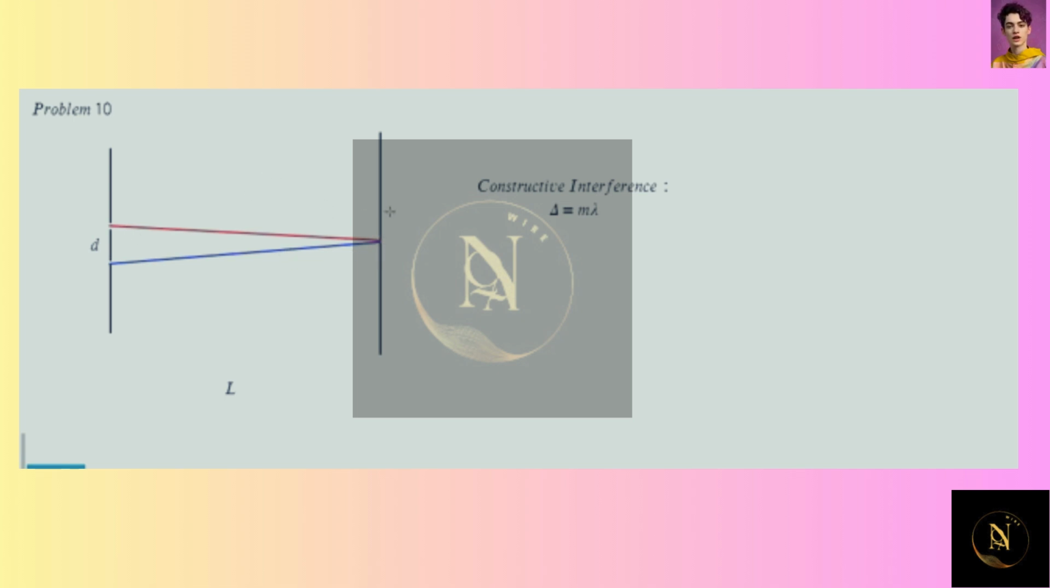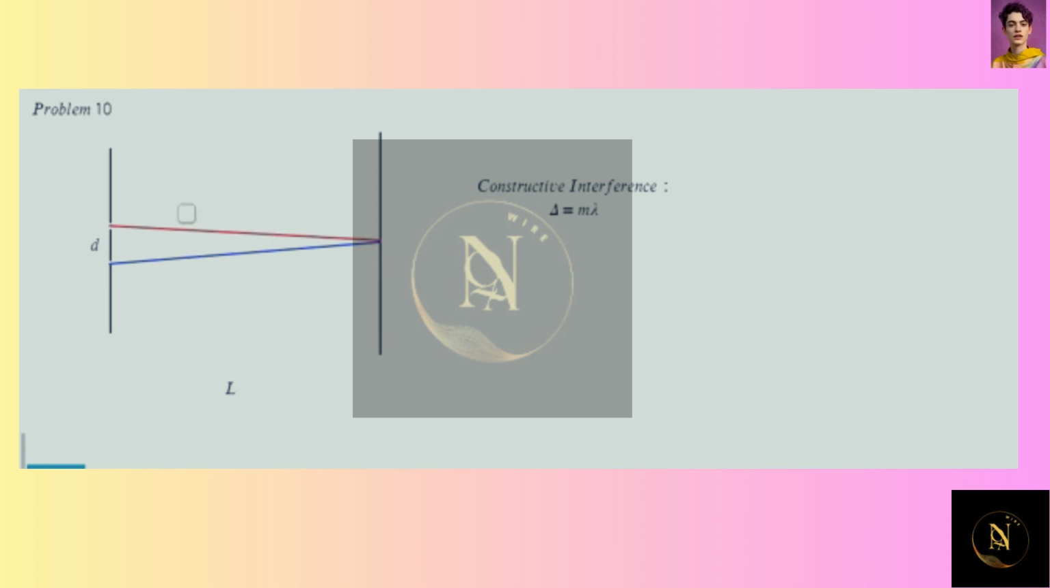For the 1st order bright fringe, again, it has to be an integer multiple of lambda. So if the path length difference is lambda, then we were also going to get constructive interference. For the 1st bright fringe, it's going to be somewhere out here, but again, this screen is much further than the separation here between the slits.